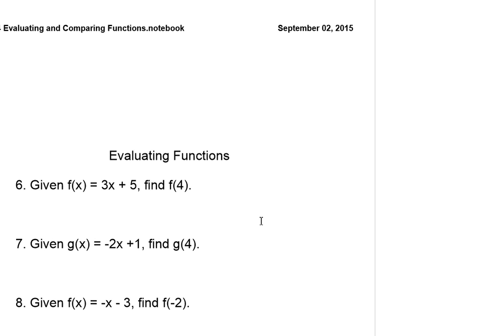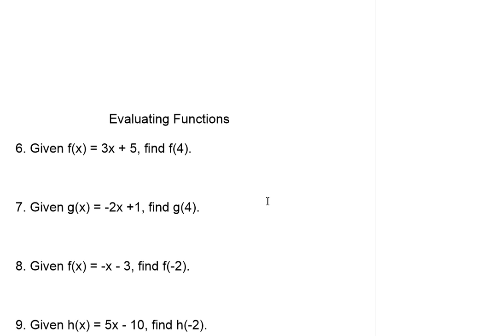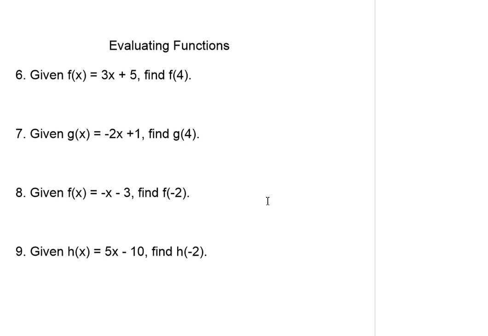All right, let's take a look at this next example. We're evaluating these functions for the given value. So number 6 says, given this function and this rule, find f of 4. So let's rewrite it. We're going to do f of 4 equals 3 times 4 plus 5. So we're going to simplify this side only. We're going to ignore the f of 4 because that's our answer. That's our output value. So 3 times 4 is 12 plus 5. We get 17. So f of 4 equals 17.